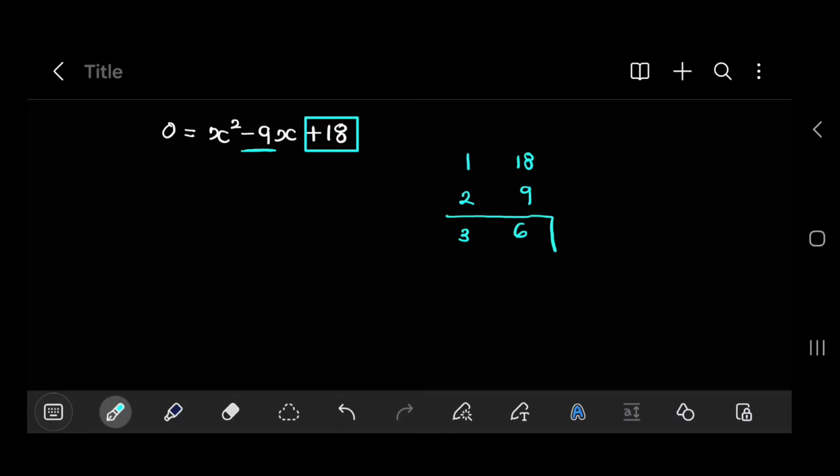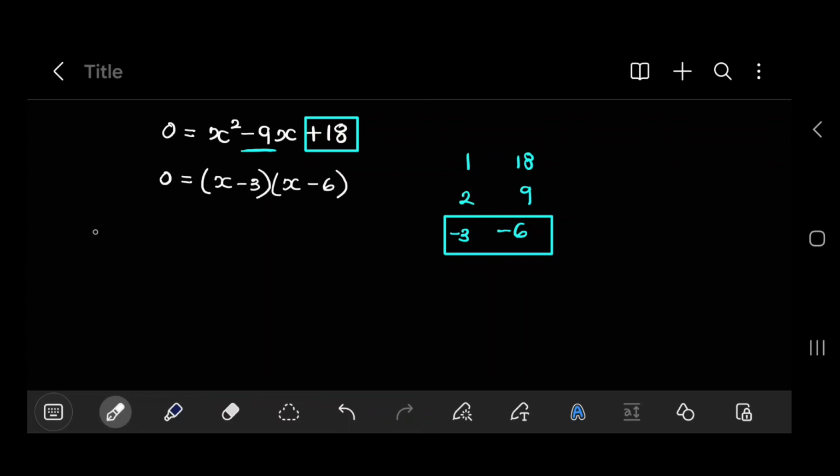So the factors that will work out here would be 3 and 6. However, seeing that we need to add them together to get negative 9, we need to use a negative 3 and negative 6. So negative 3 times negative 6 gives you positive 18, and minus 3 minus 6 gives you minus 9. So that works out. So here's our brackets, x minus 3 and x minus 6.